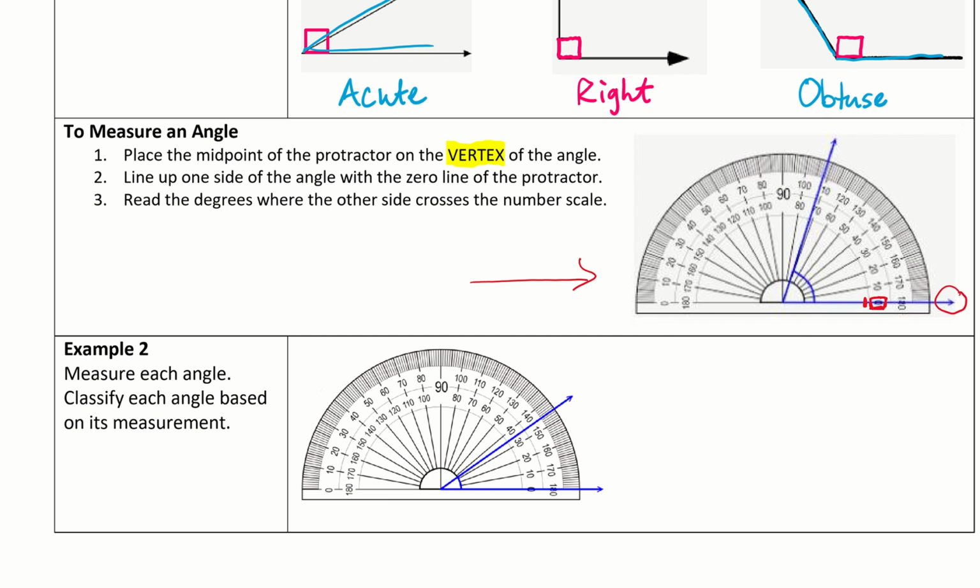So for this angle, we have, once again, our bottom ray is pointing towards 0 here. So we're going to go up until we hit the other line. You can see that that hits on this set of numbers where 0 is. It's at about 71 degrees because this is 70, goes a little bit past 70. So we would call that 71 degrees. Okay.